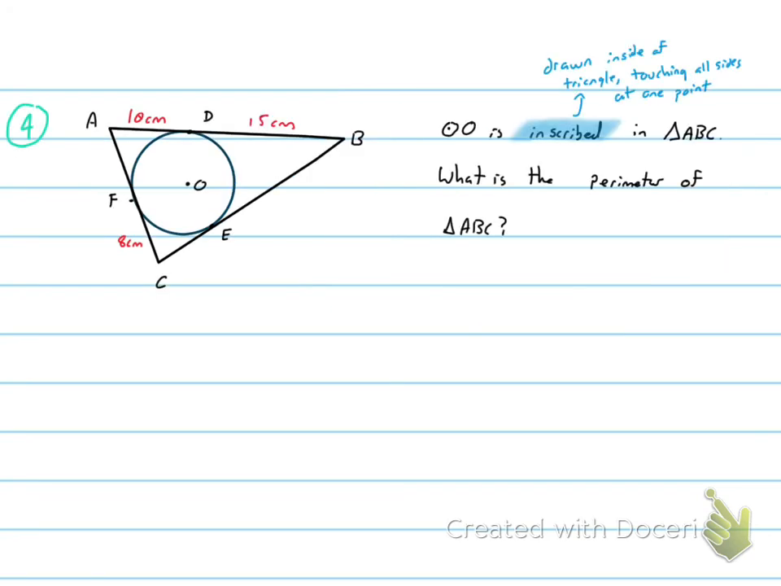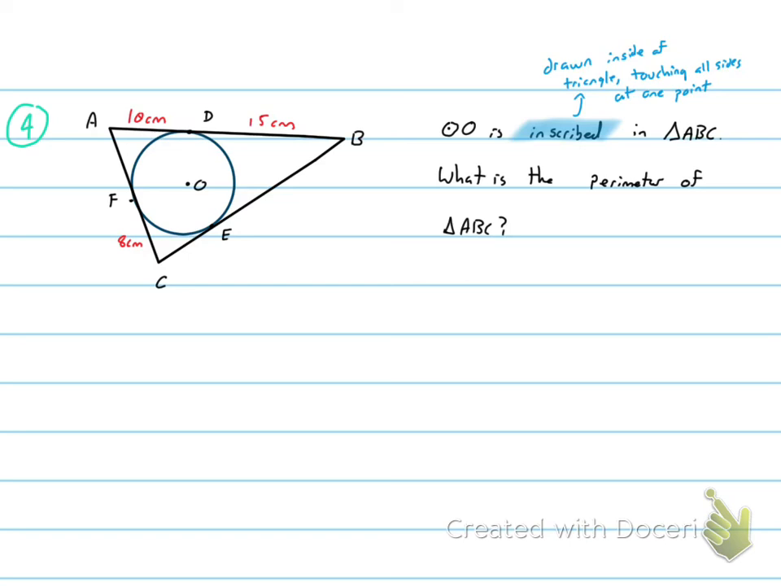Let's say I have this whole diagram here. I'm telling you that circle O is inscribed in triangle ABC. What inscribed means is that I'm drawing that circle inside the triangle, and that circle is touching that triangle at one point on each side. So I can assume that AB, CB, and AC are all tangent lines. Given that information, I want to find the perimeter of ABC.